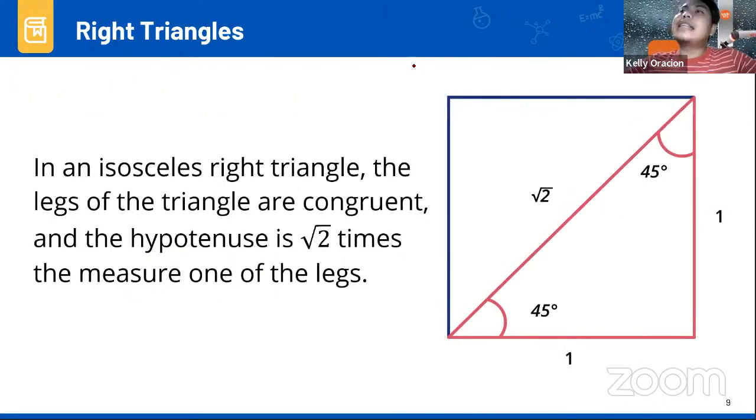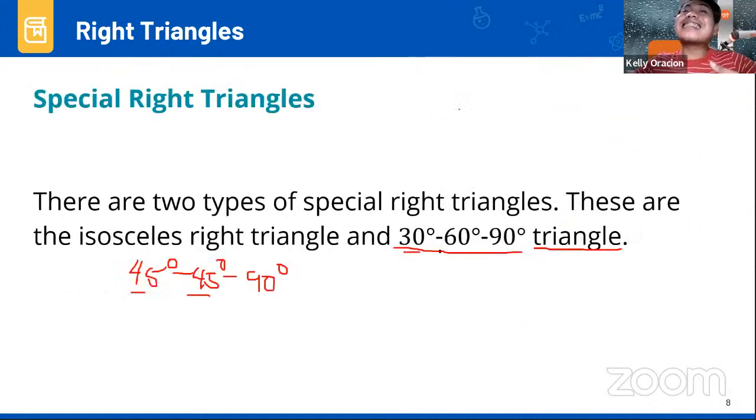Take note that in an isosceles right triangle, the legs of the triangle are congruent. That's just a dash, not a negative sign. It's just part of the name. It's not a minus, so you don't misinterpret it.